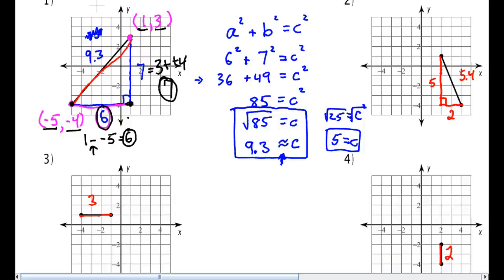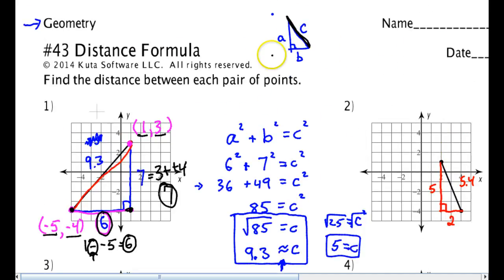Really, what are we doing? We're finding the distance. How far is it from negative 5 to 1? Oh, it's 6. How far is it from negative 4 to 3? It's 7. And we can do that. We can find the distance by using the difference, which means subtraction. So a big key phrase you will probably hear in geometry a lot is that distance equals difference.